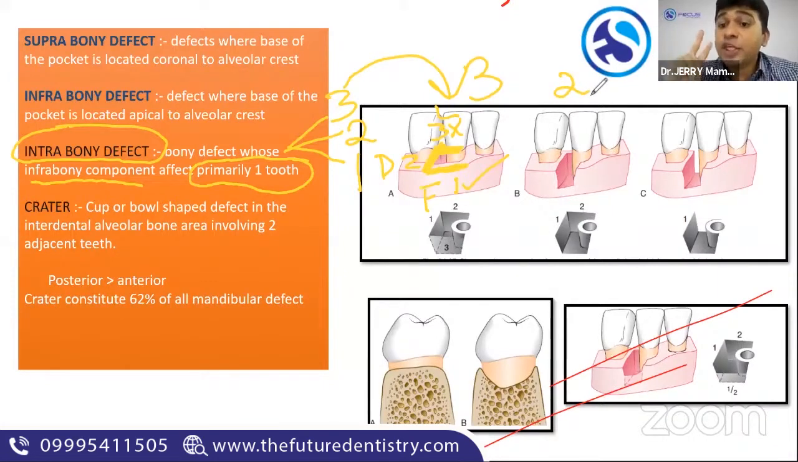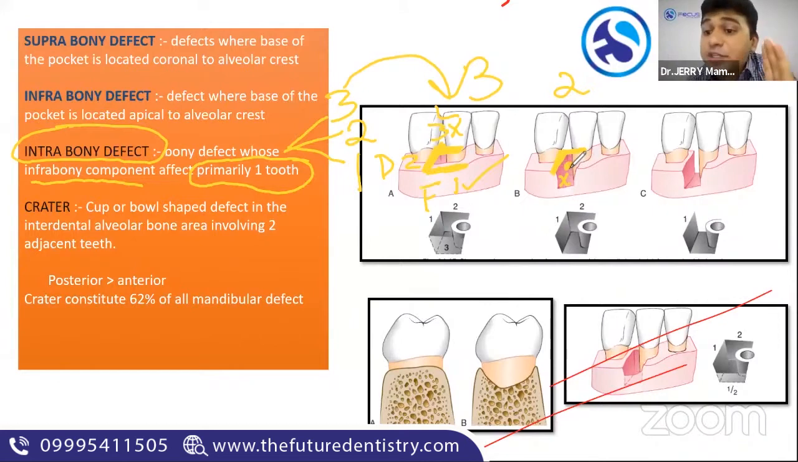That means there are only two walls remaining. Can anybody tell me what are the two walls that are remaining here? This wall here and this wall here. Which are the two walls that are remaining here? It's not the facial wall. Facial is what is facing towards us. Yes, it is the distal and lingual wall. So only two walls are preserved. So you call it a two wall defect. Which walls did we lose? We lost the facial wall, and we lost the mesial wall.